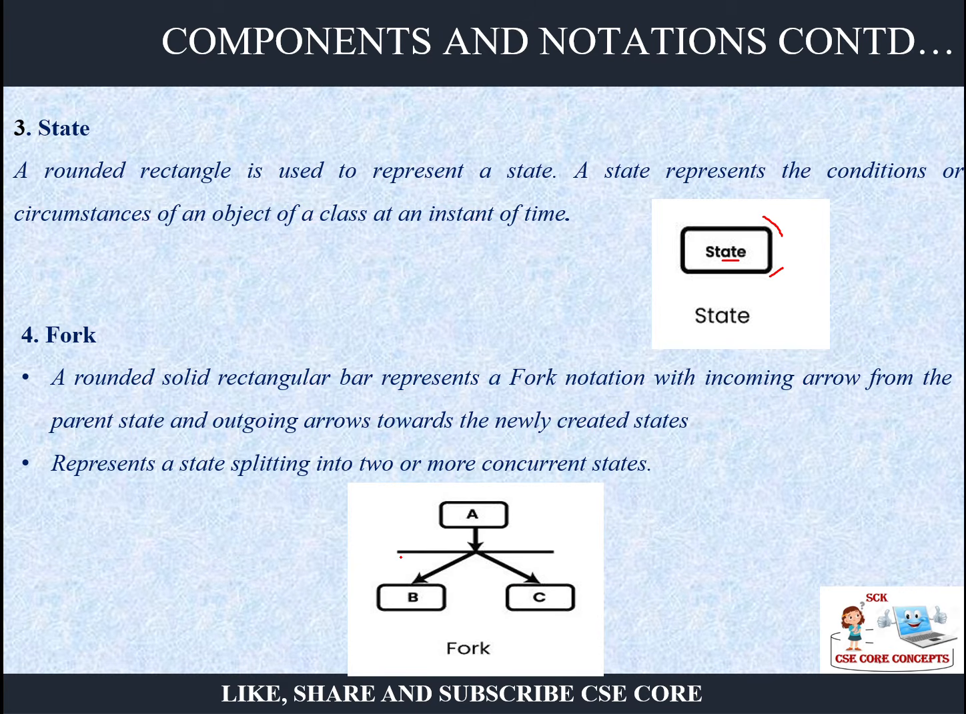You can see a solid bar here, and these are the two states, right? This rectangle is a little bit thick in nature, and it comes with one incoming arrow and multiple outgoing states. So this shows that one parent state is creating multiple new states, and these states are concurrent. Don't misunderstand it with a decision. Because of state A, the two states B and C will move concurrently, that is, in parallel.